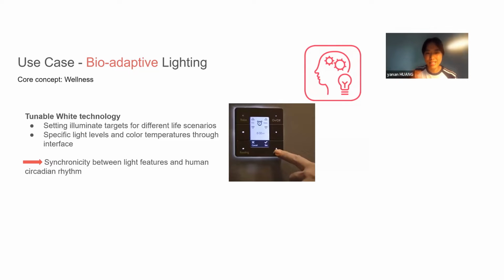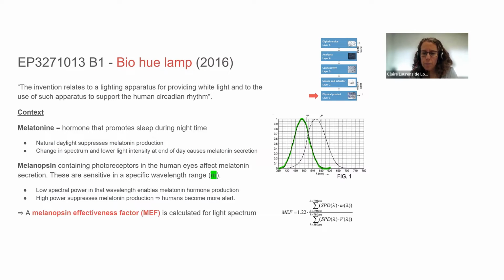The customer benefit is the synchronicity between the light features and the human circadian rhythm. Because I thought, details make a difference. So a hotel equipped with this excellent detail can win the attention of the guests and stand out among their competitors.